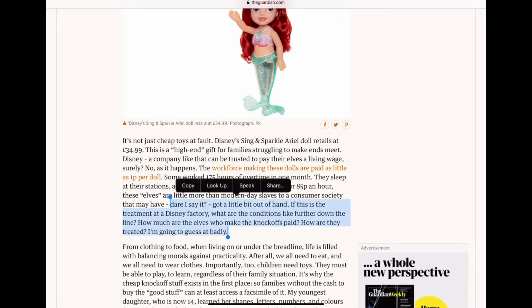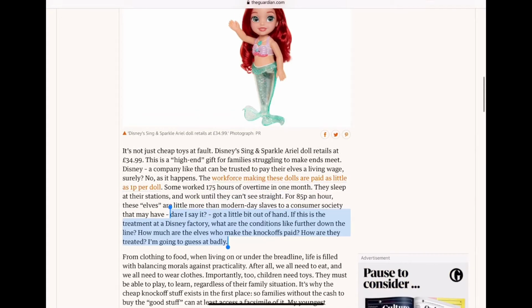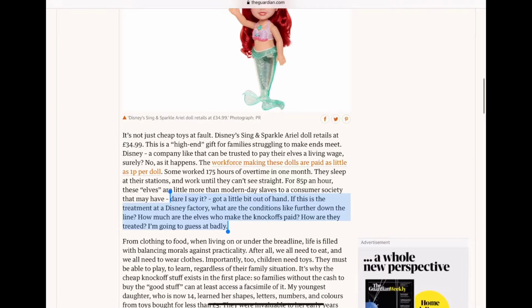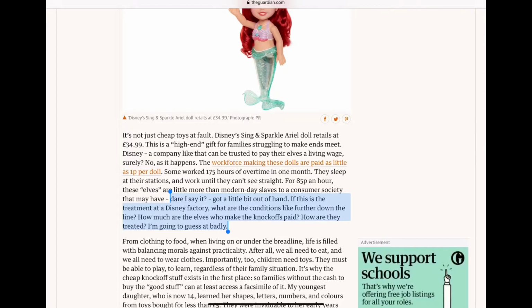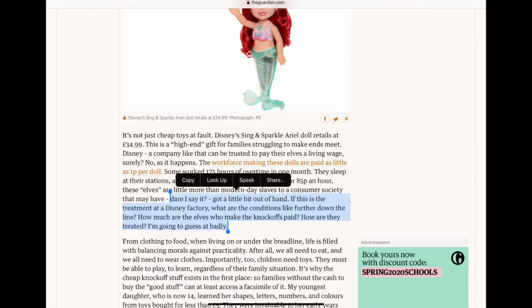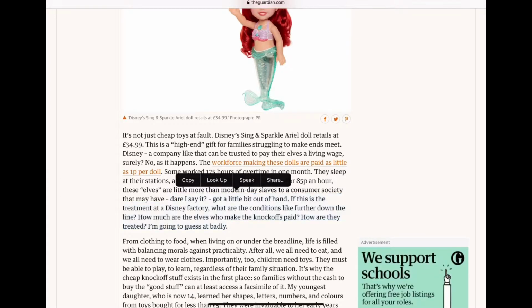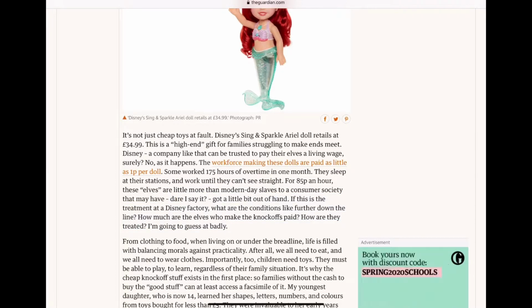talked about where they've done a little bit of research. They've put the two together, and what they've got is, so they talk about them sleeping. They say, dare I say it got a little bit out of hand. If this is the treatment at a Disney factory, what are the conditions like further down the line? How much are the elves who make the knockoffs paid? How are they treated? I'm going to guess at badly. So we've got one, two, three, four questions there.